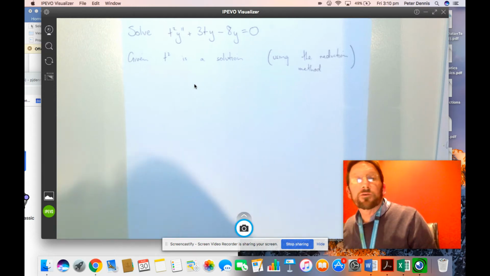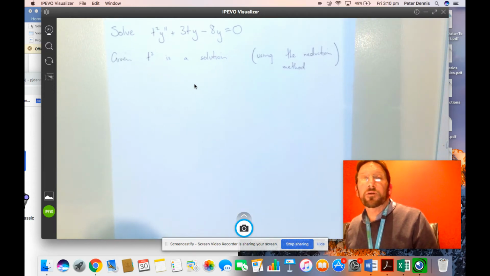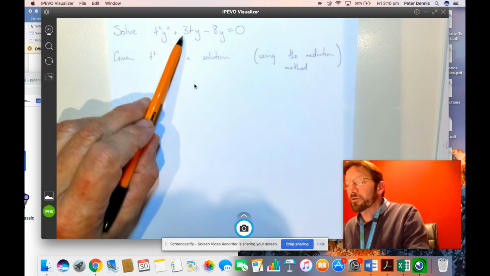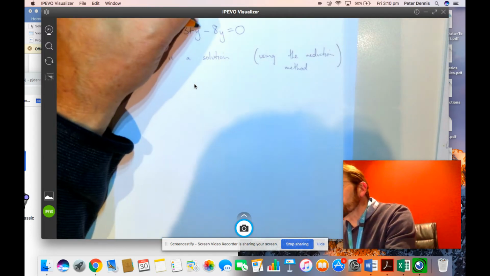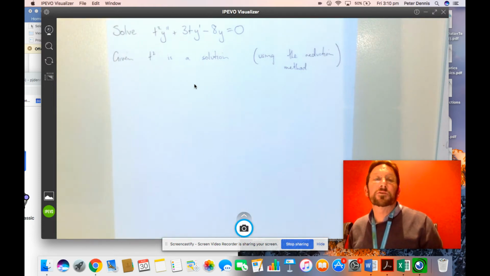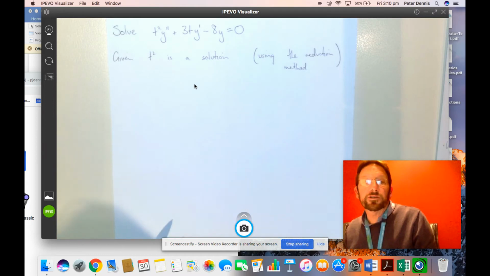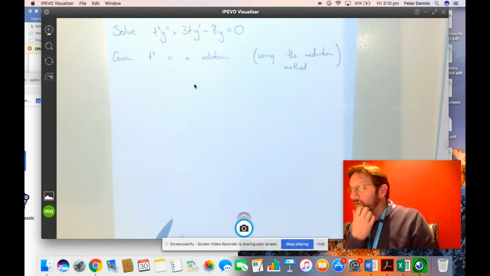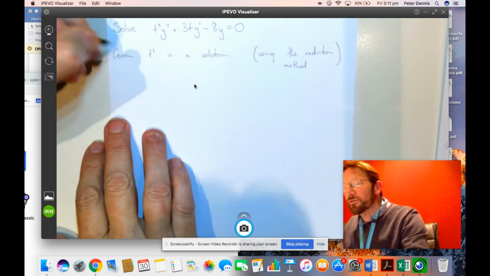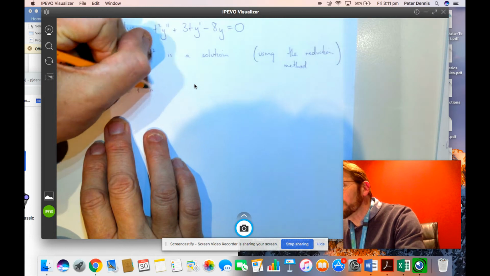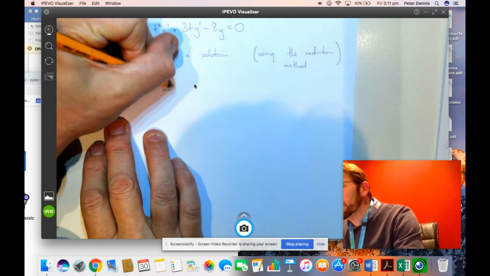Okay, we're going to look at solving an equation. Let's solve t squared y double dash plus 3ty dash minus 8y equals 0, given t squared is a solution, using the reduction method. The first thing that's probably going to be asked is to show t squared is a solution. So verify that.